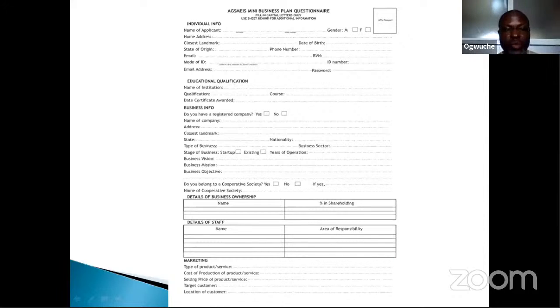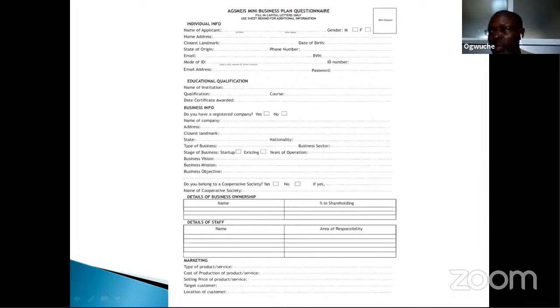Then stage of business. What stage is your business? Is it a startup or existing? And then year of operation. A startup business is one in which you just have the idea, the concept. Nothing has started with respect to the business, but you just intend to go into that line of business. Okay, that's a startup. Existing is one that is already in existence, no matter the level, whether at preliminary or rudimentary level, it's already an existing business.